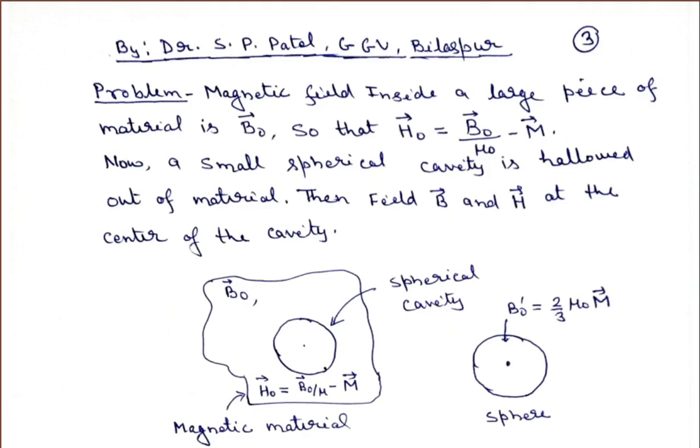So in this lecture we are given a problem: the magnetic field inside a large piece of material is B0, so that H0 can be written as B0 upon mu0 minus M, where M is the magnetization vector of that particular material, because this large piece of material is magnetized. Now a small spherical cavity is hollowed out of the material, then we have to find out the fields B and H at the center of the cavity.